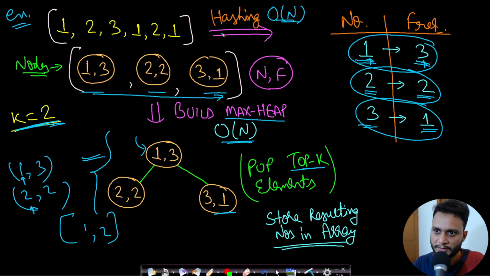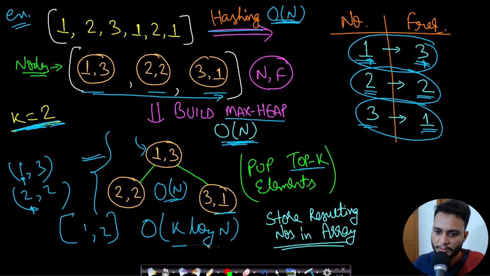Now you can see that in the hashing step, it will take order of n time. In order to build a heap, it will take order of n time. And this is a heap of size order of n, because there are n elements. So if we are popping k elements, then the total time complexity will be order of k log n, because we will also have to apply the heapify algorithm.